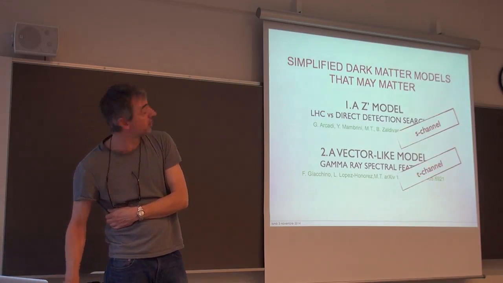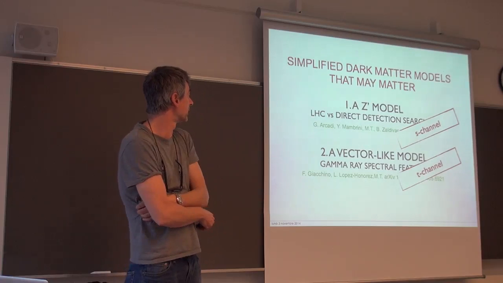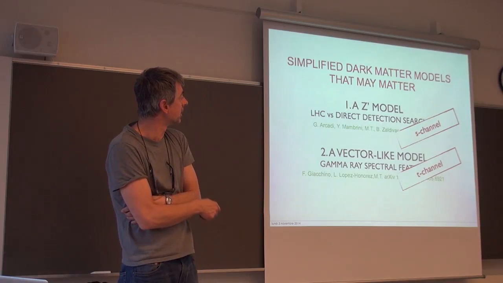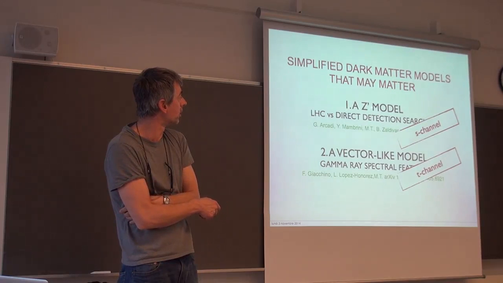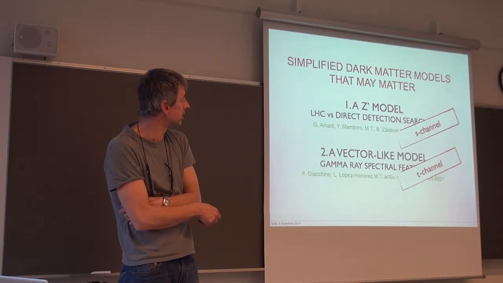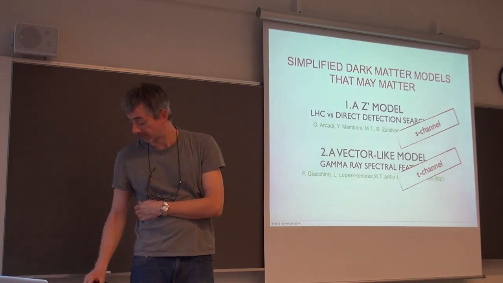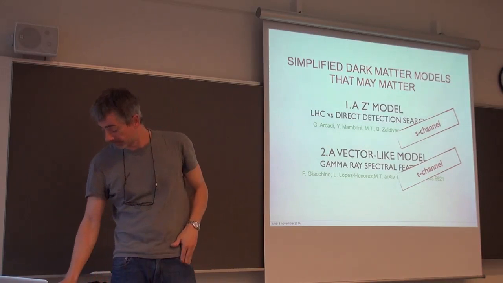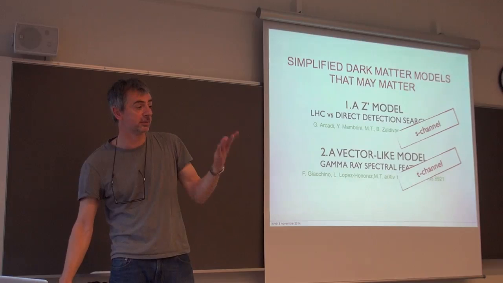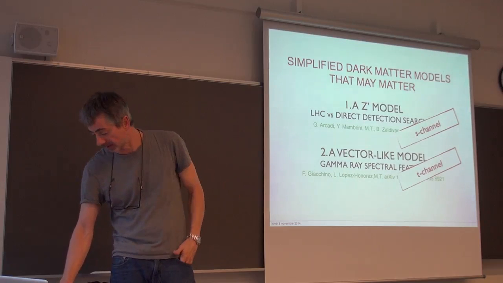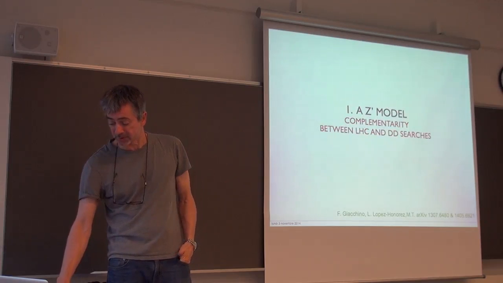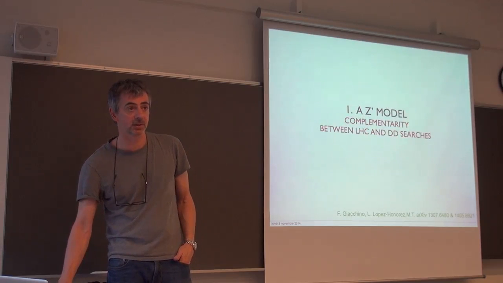Okay, but the big difference, if you want to take something home, is that in that case, say dark matter annihilation is through a new particle in the S channel, or in that case, there is a new particle, but it's in the T channel. And that's sort of two generic categories of model. Okay, so it's illustrative of two big trends. Okay, so first the Z-prime model and complementarity between LHC and direct detection searches.